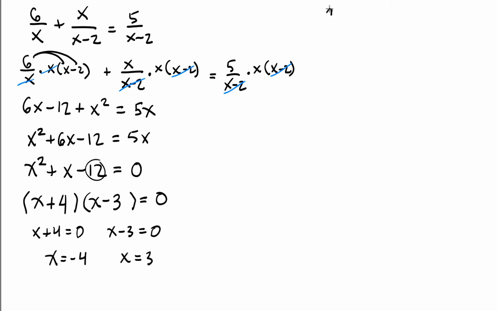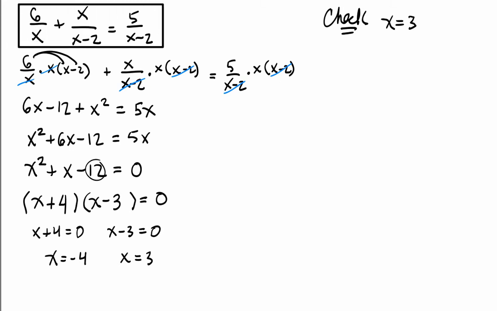Now let's do some checking. Let's start out with x equal to 3. Go to the original equation, what I've just put in the box, and let's utilize x equaling 3, substituting into the equation to check this answer, see if it works. 6 over 3 plus 3 over 3 minus 2 equals 5 over 3 minus 2. This is what we're checking out. 6 over 3, that's 2, plus 3 over 1, that's 3, equals 5 over 1, that's 5.